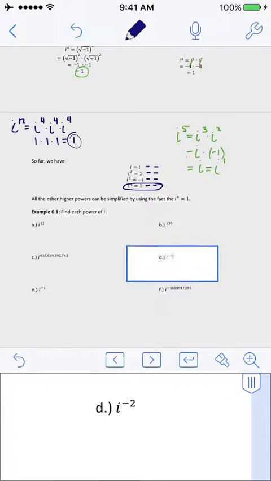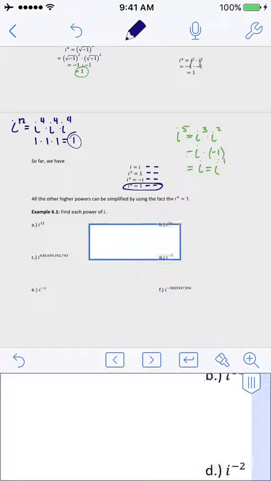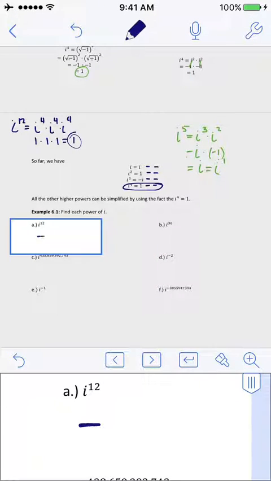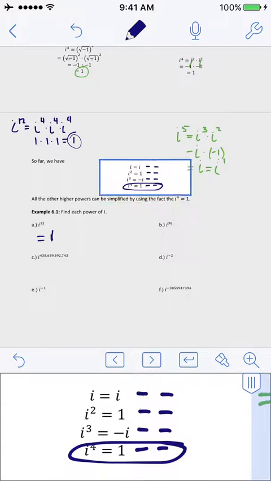That's true of any other power of i, no matter how big you get. Oh, we just did this one. That's cool, so that's equal to 1. For any other power, you've got to divide the power by 4, and you'll see where in the pattern it falls, right?